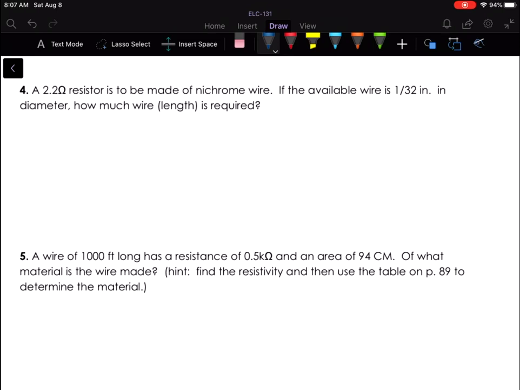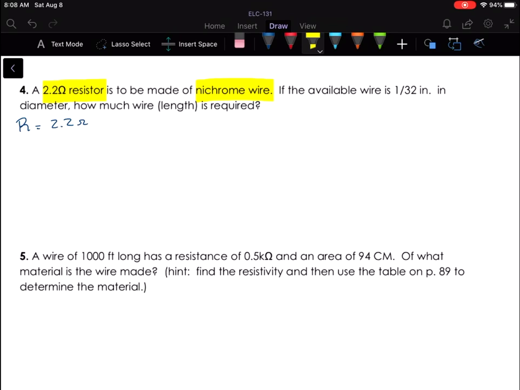Let's work another problem. We have a 2.2 ohm resistor. Okay, again, go ahead and figure out what you're given. We're given that the resistance is 2.2 ohms. So we're not calculating the resistance this time. We're calculating something else. 2.2 ohms is made of nickel chromium wire, nichrome wire.